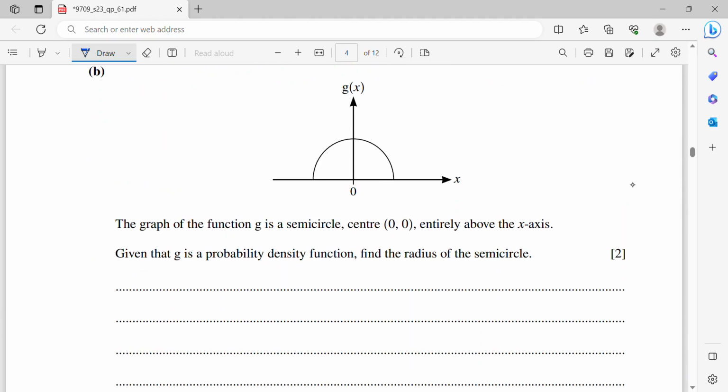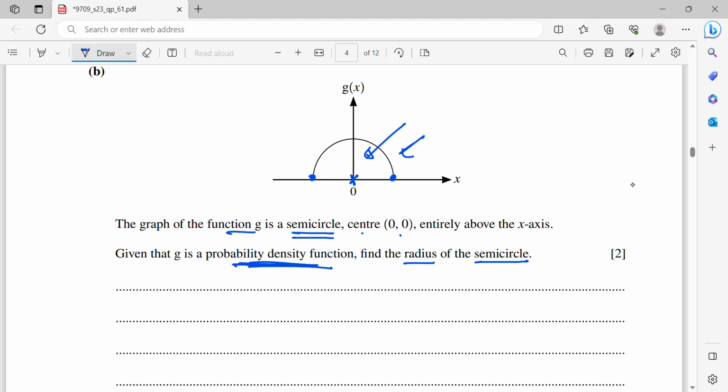Okay, now part B. The graph of the function g is a semicircle with center (0, 0), entirely above the x-axis. Given that g is a probability density function, find the radius of the semicircle. Since this is a probability density function, that means the area under the graph from this value until here will be 1.